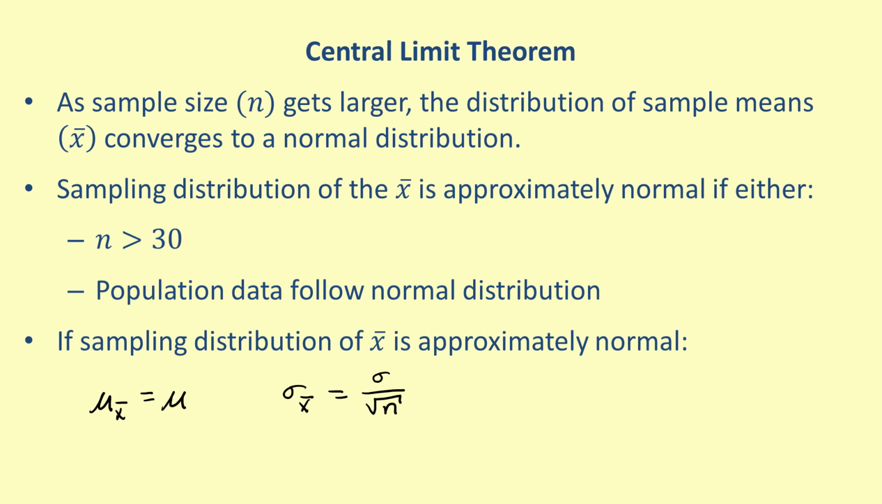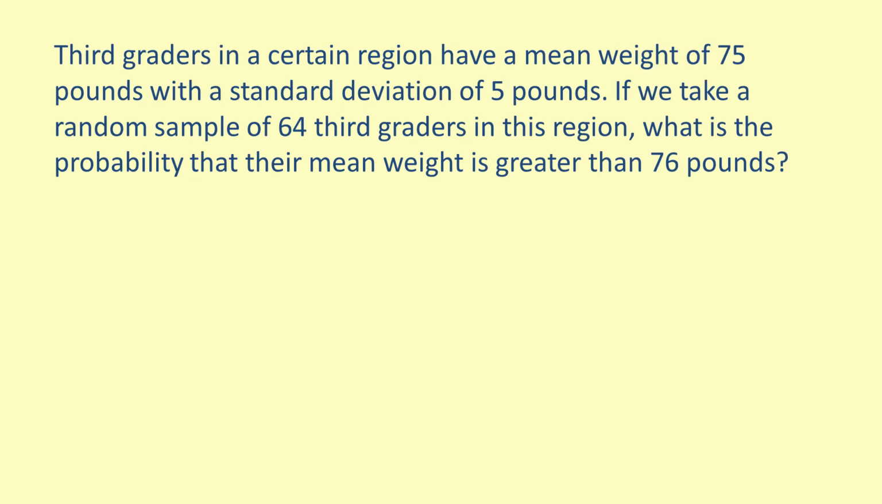If we're given a population mean, population standard deviation, and sample size, then even if we don't know the population distribution, we can use this information to find the probability of getting a sample mean in a given range. Here's an example that makes use of the central limit theorem. The weight of third graders is distributed with a mean of 75 pounds and standard deviation of 5 pounds. If we take a random sample of 64 third graders, what is the probability that the average weight of third graders is greater than 76 pounds?